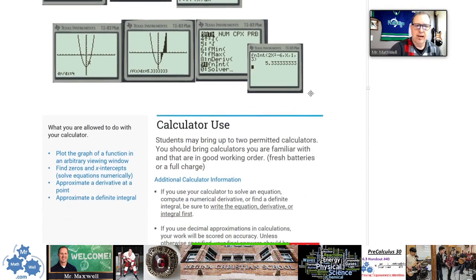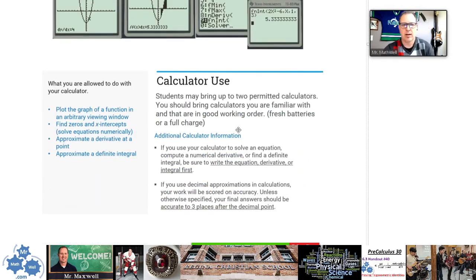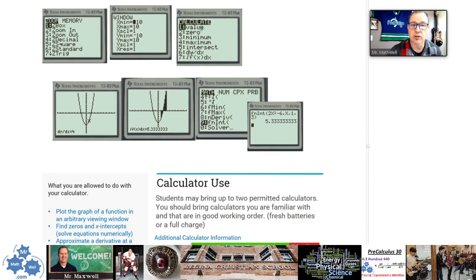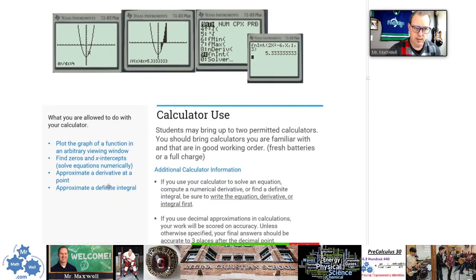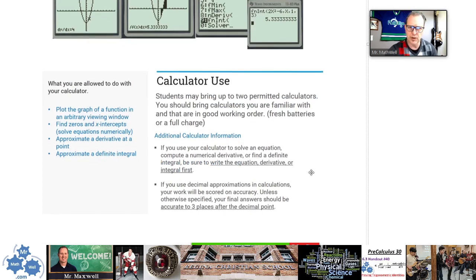Okay. Now this is just a little bit of a document here on calculator use. So again, some things from my webinar that I took in the other day. Plot the graph of the function with an arbitrary viewing window. Adjust your windows. Find zeros. Oh, zeros are the intercepts, right? Zeros are 0 on the calculate menu. Approximate a derivative. Approximate a definite integral. Okay, we did all those.